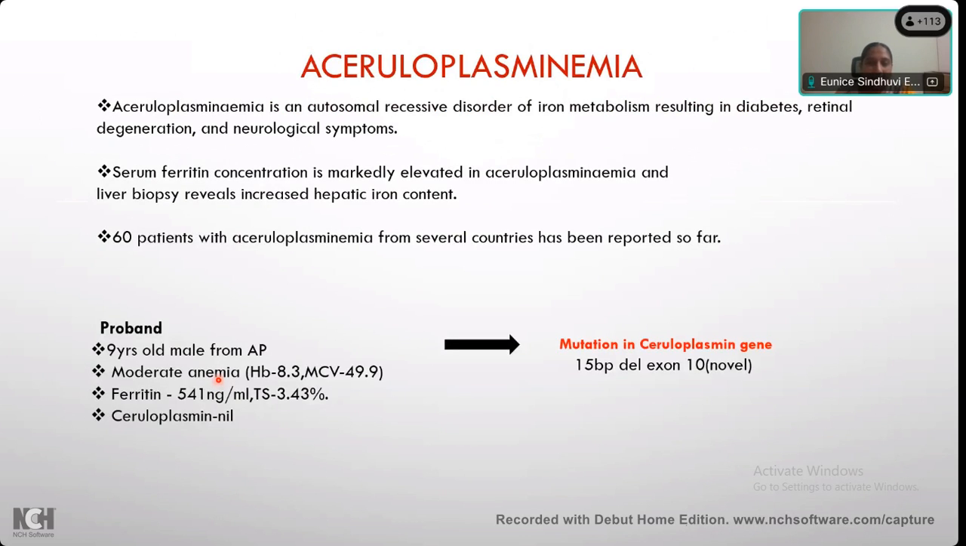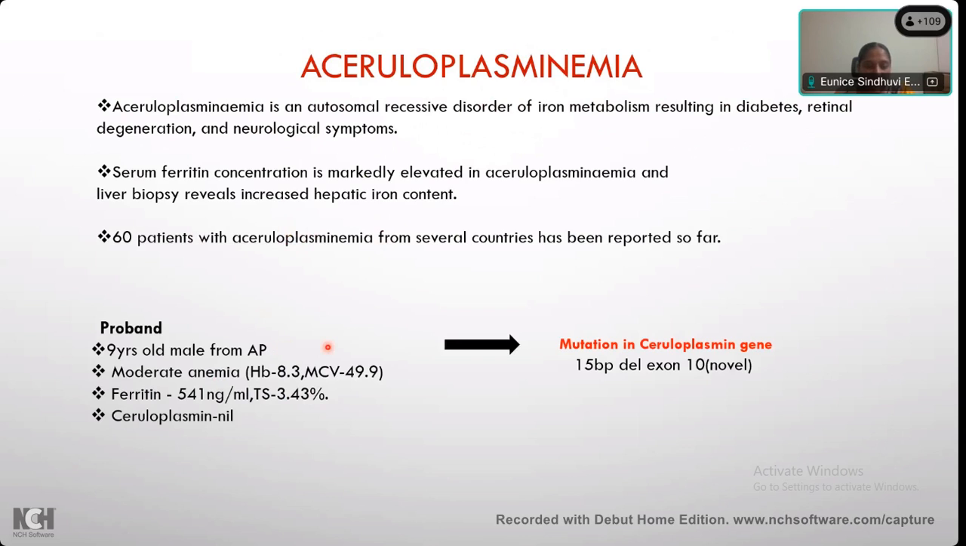Another protein which can lead to anemia and iron overload is ceruloplasmin, causing aceruloplasminemia. It's an autosomal recessive disorder. You can easily suspect aceruloplasminemia if patients have anemia and iron overload and also neurological symptoms. Serum ferritin will be markedly elevated, and around 60 patients with aceruloplasminemia have been reported.